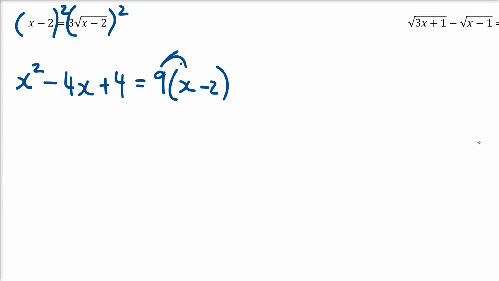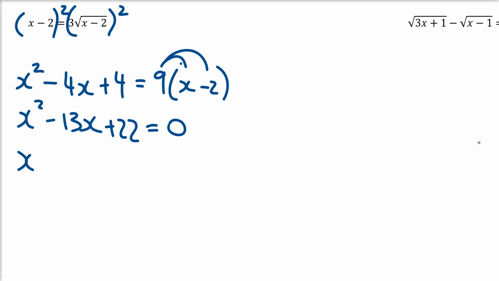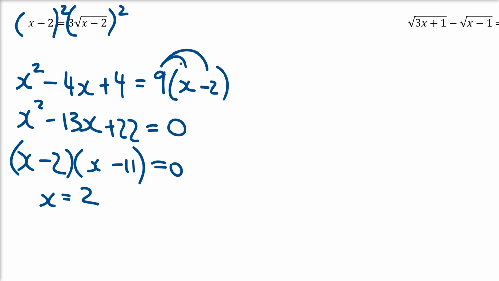So expand this bracket, that's going to be 9x, bring it over this side, it's going to be negative 13x. Is that correct? That's going to be negative 18, bring on this side, it's going to be positive 22. Is that right? And now what I'm trying to do there, I'm trying to think of, again, two numbers, trying to factorise it, two numbers that multiply to 22. So x minus 2, x minus 11 equals 0. So therefore x is equal to 2 and 11. Is that right? Done? Move on? No, I've got to check it.